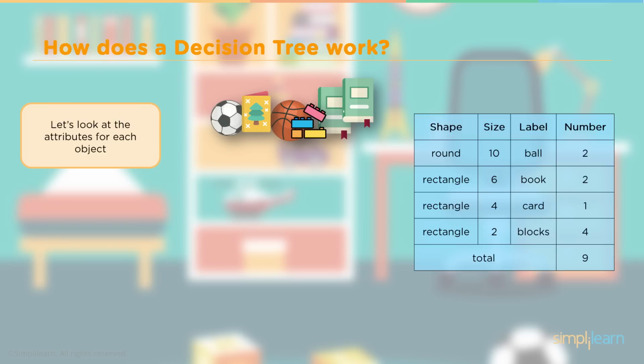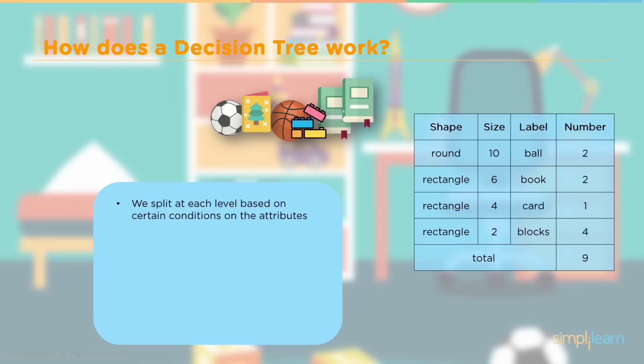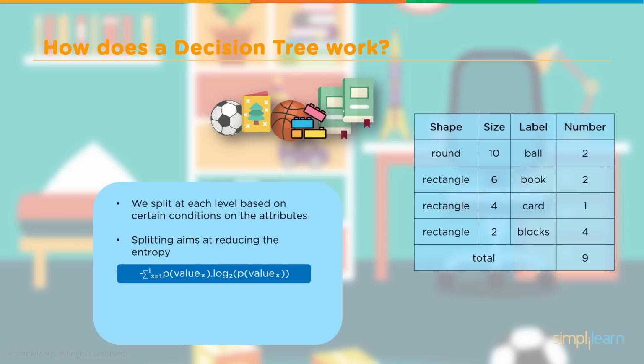Then we can quantify this and say we have different numbers. We have 2 balls, 2 books, 1 card, 4 blocks. We split at each level based on certain conditions on the attributes. So splitting aims at reducing the entropy. And we have our first actual formula that you'll see happens in the background when we're running these different modules in R. It looks a little complicated, but we can break it up and simplify it for you. The formula is the negative sum of p(x) times the log base 2 of p(x), where p(x) is the probability of value x.